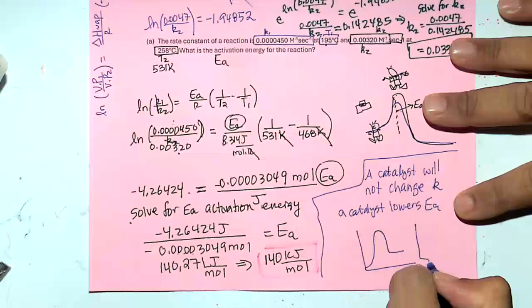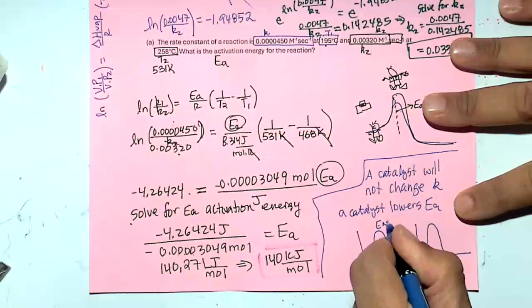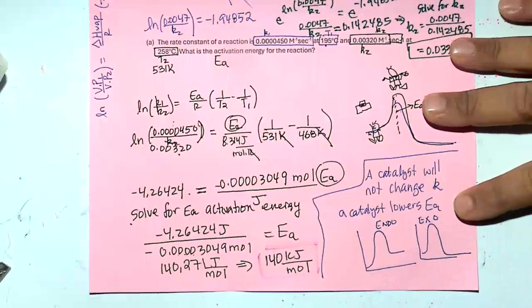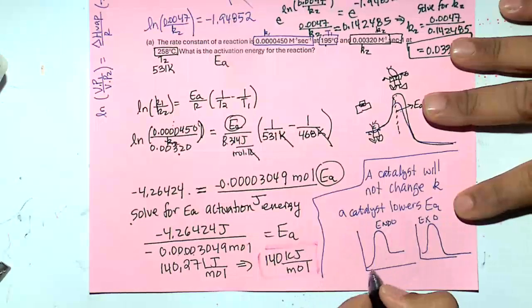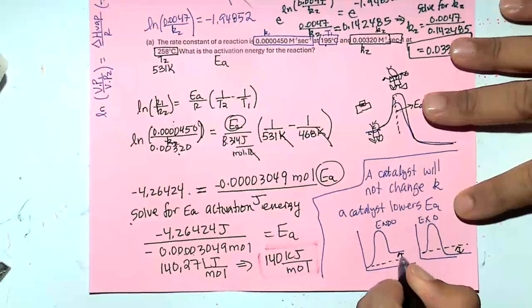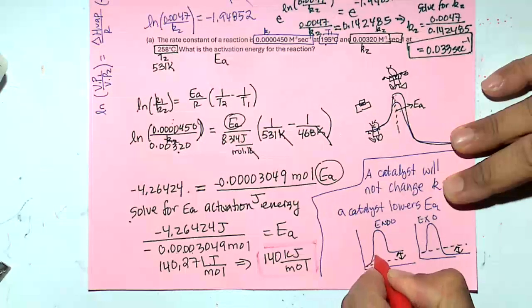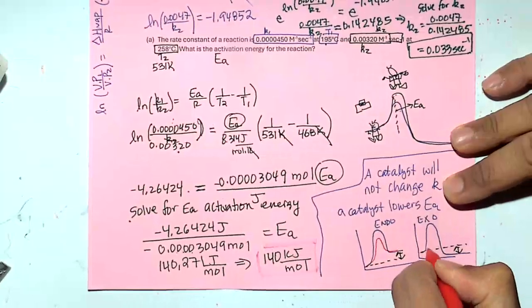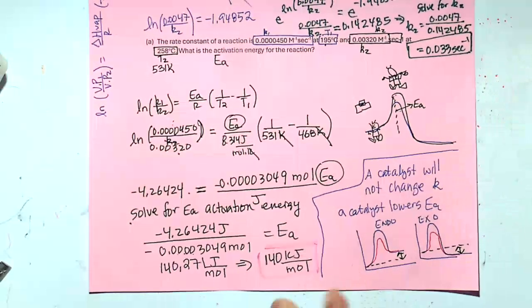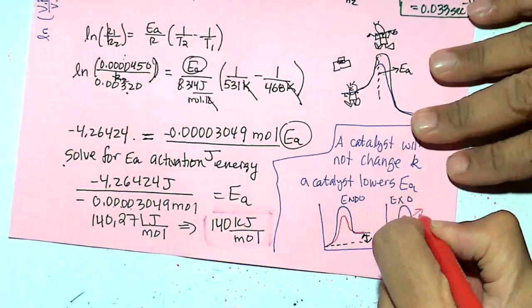Okay, that's what you want to know, whether it's an endothermic or exothermic reaction, whatever it may be. Okay, a catalyst will make that activation energy lower. That's all you need to know. So in the red, in the presence of a catalyst.